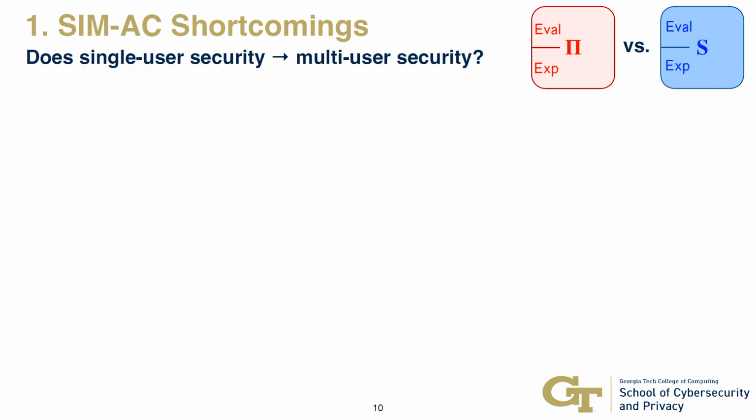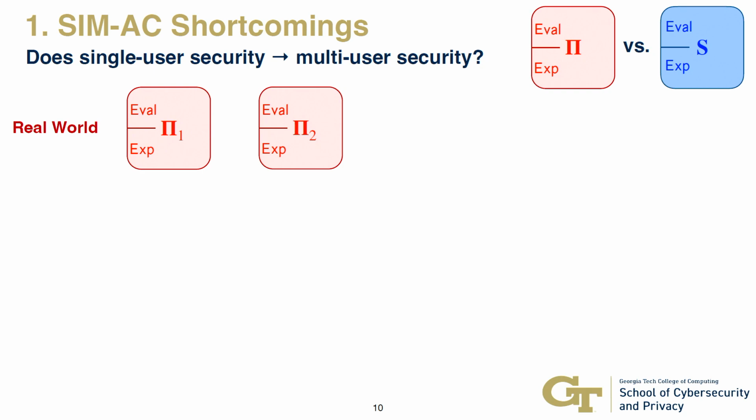So let's ask ourselves a natural question. Does single-user security imply multi-user security with these definitions? To help remind us what's happening, I gave us the single-user security definition in the upper right-hand corner. We want to distinguish between a real world, where there are 2 instances of the protocol, and the ideal world, where we get to try to simulate this.